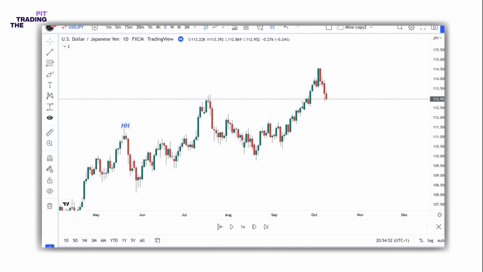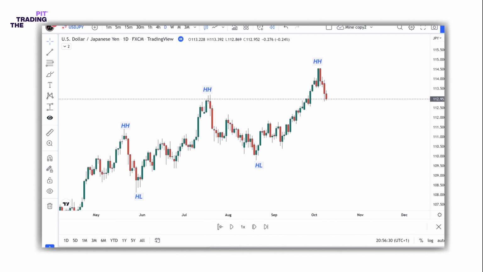Price retraces back to create a higher low. Then the price moves up to create a higher high. Price retraces back to create a higher low. Then the price moves up to create a higher high. Now we have identified the direction of the market.